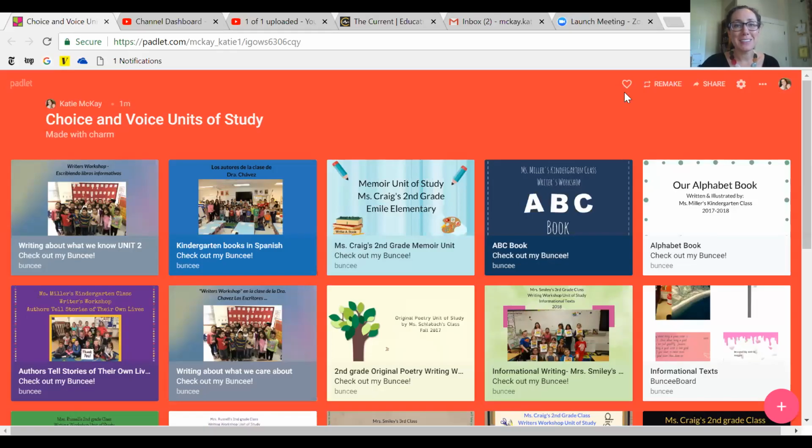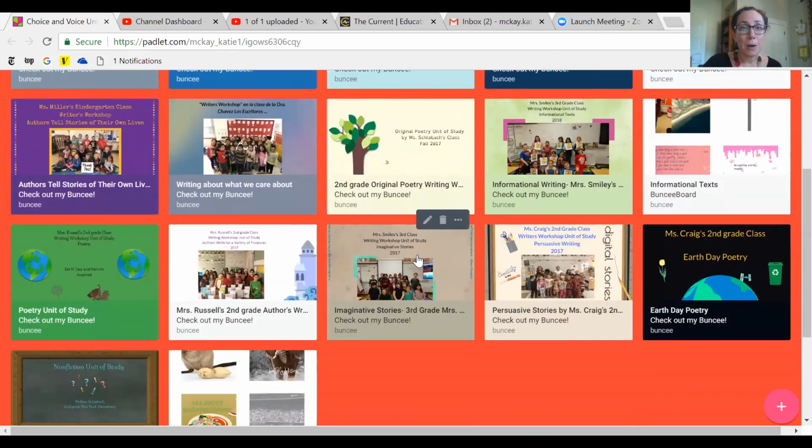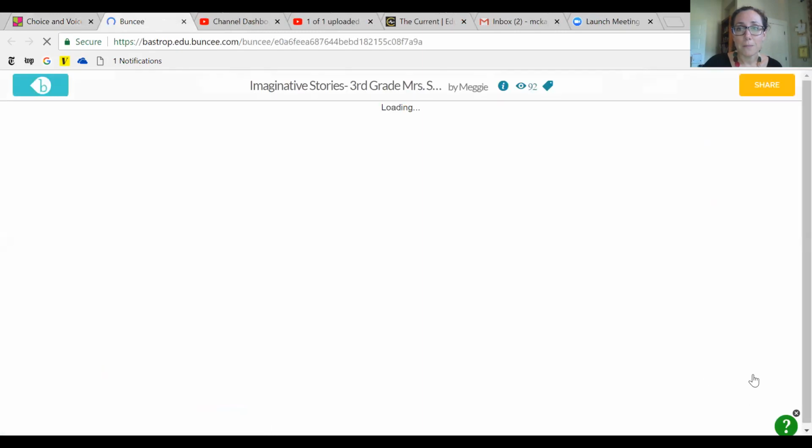Hi, I'm excited to take a moment now to look at the units of study that Miss Meggie Smiley created for her third grade students. We're going to start by looking at the unit that she did in the fall semester about writing imaginative stories, works of fiction. And let me just get this open so you can take a good look at it.